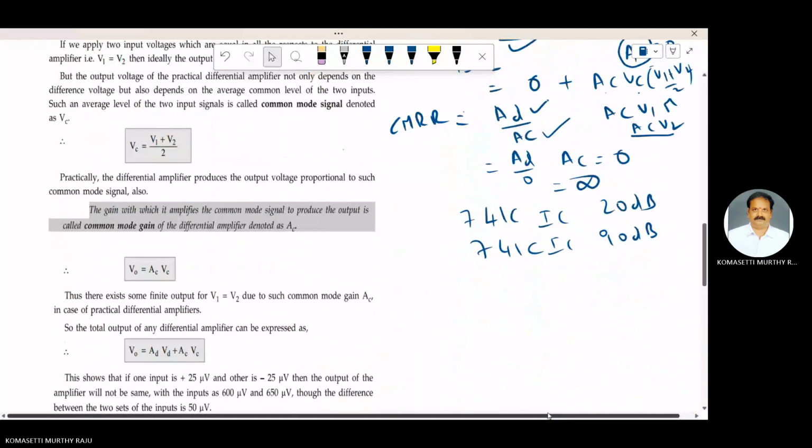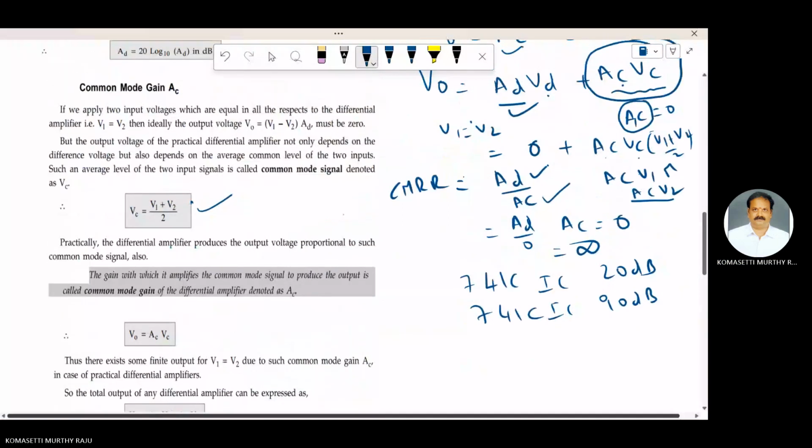Here, the input to the differential amplifier is a common mode signal. That is, VC is equal to V1 plus V2 by 2. Common mode gain is very, very important. That is AC. If we apply two input voltages which are equal in all respects to the differential amplifier, that means V1 is equal to V2, then ideally the output voltage V0 is equal to A times V1 minus V2, AD must be 0. V1 is equal to V2 means V1 minus V1 into A, that is 0.